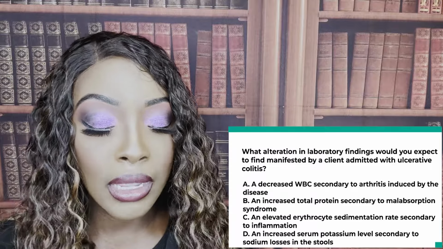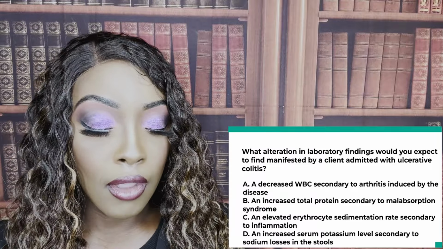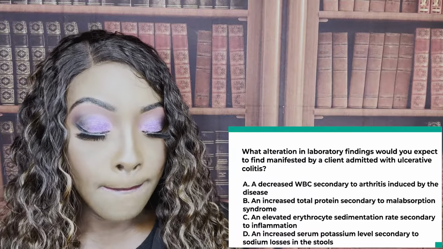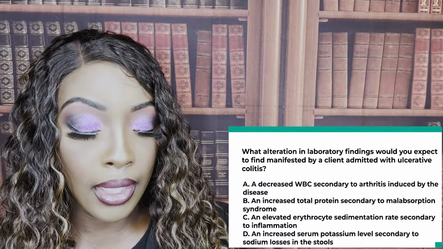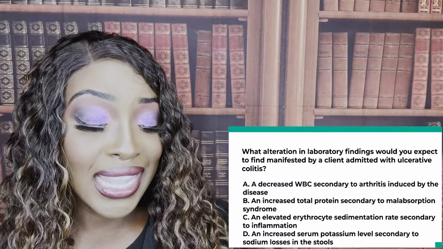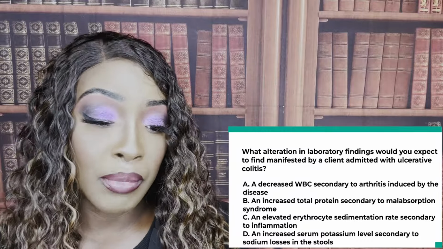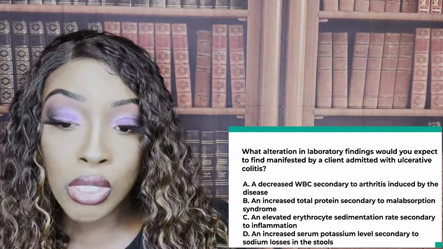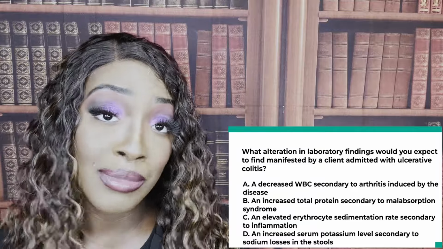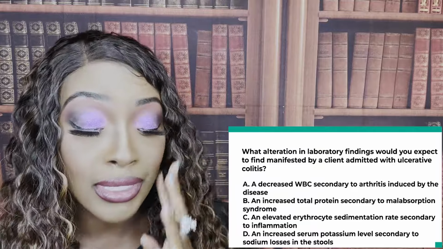So decreased WBC, that is false. If anything, you may see increased WBC. B, increased total protein. Nope, if anything, you'll see decreased total protein. And then D, increased serum potassium. Remember, this patient's got lots of stools. They're losing potassium through the stool. So we'll see decreased potassium, not increased potassium. So the only correct choice here, guys, is C.